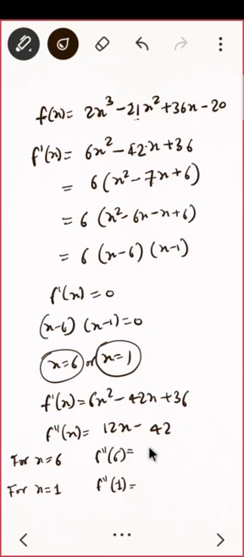So once you put it, it will be what? If you put 6, it will be, I think, 30. So this is 30, which is positive. And what about this one? If you put 1, so it is 12 minus 42, it is minus 30, which is negative, correct? So here I am having positive, that means here I am having minima, correct? And here I am having a negative, that means here I am having maxima, correct? So x equal to 6 is minima and x equal to 1 is maxima.